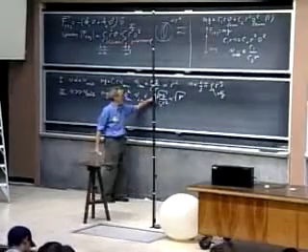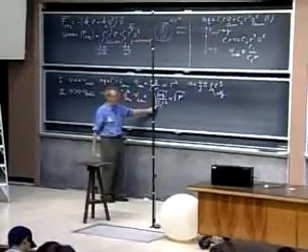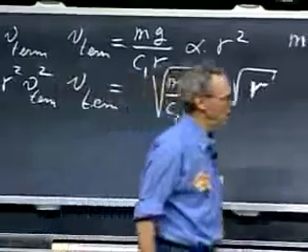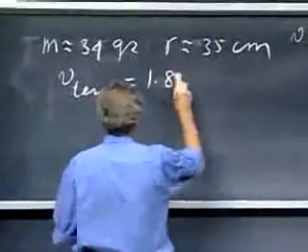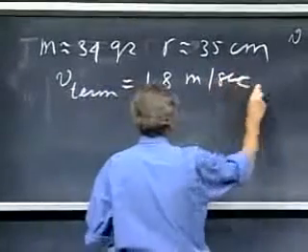So I know the mass. I know C2, which in air is 0.85. I know the radius and I know g. And so I find about 1.8 meters per second.